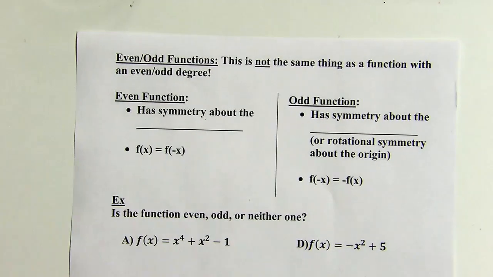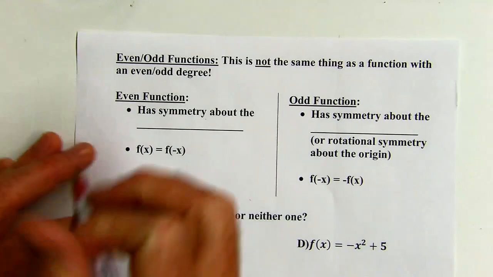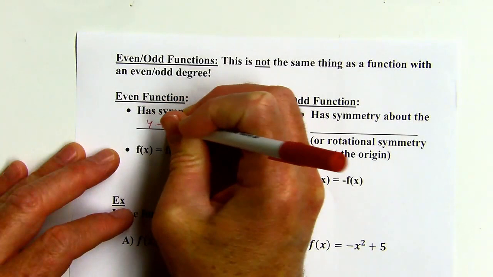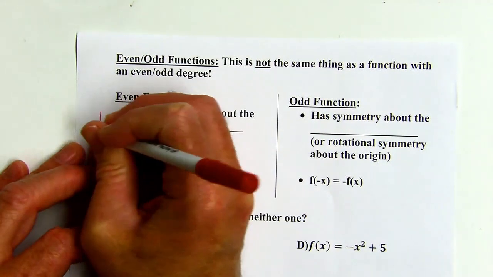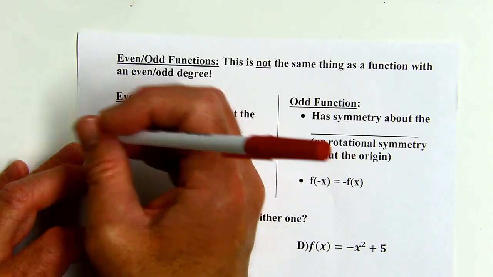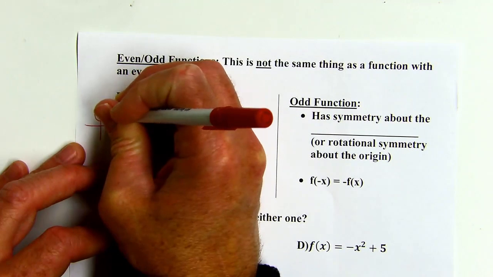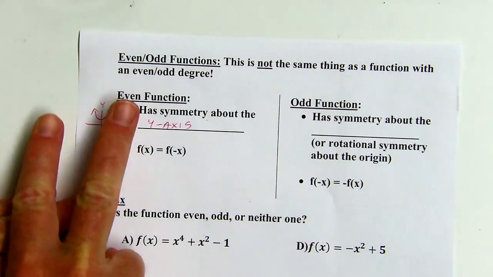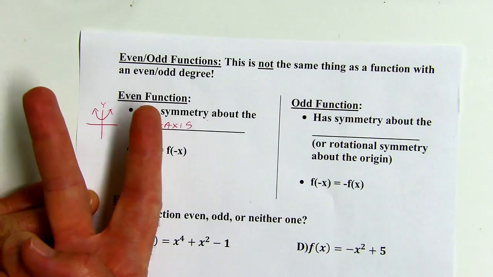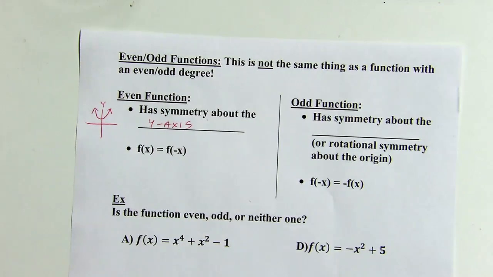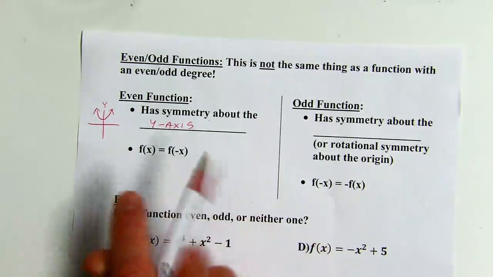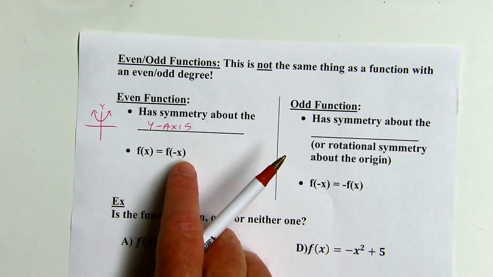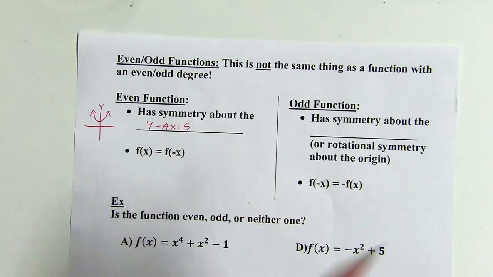So here's what an even function is. An even function is going to have symmetry about the y-axis, okay? Just to make a little sketch here, let's say we have a parabola that is centered on the y-axis. Well, this would be an even function because if you reflect it over the y-axis, it'll look exactly the same. It'll map onto itself. That would have symmetry about the y-axis. Also, this is going to be true: f of x is going to equal f of negative x from an algebraic perspective.